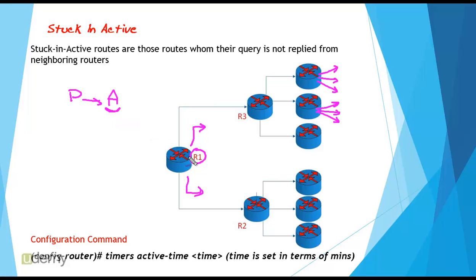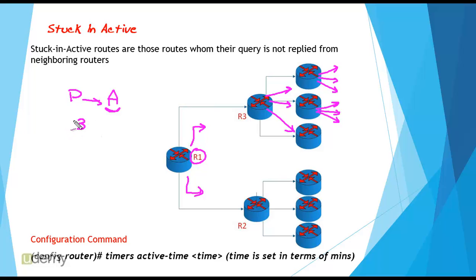Now router 1 puts the status of the failed route to inactive. It means it actively searches for this route. If router 2 and router 3 do not know about the failed route, they ask their neighboring routers themselves, and this query could propagate to all of the routers in the network. But how long should router 1 wait for the reply? By default, router 1 waits for 3 minutes.